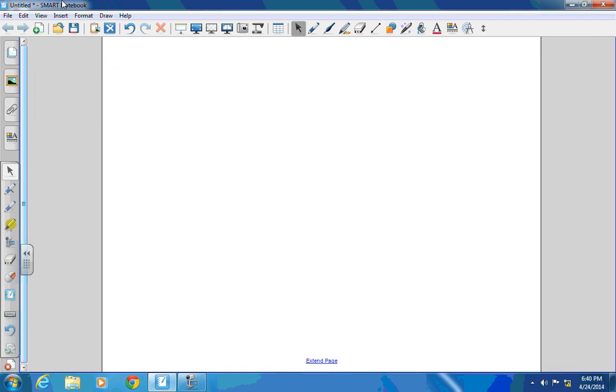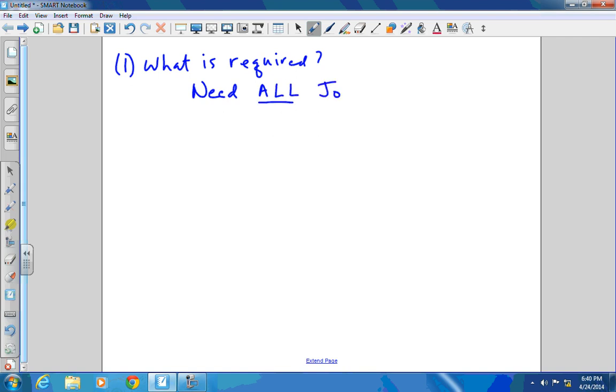Okay, so let's remember, we're trying to solve this accrued interest expense problem. And you remember our 5 steps here? What we want to think about first is what's required for the solution. So what is required? Well, we need all journal entries. And so we want to think about what that means.